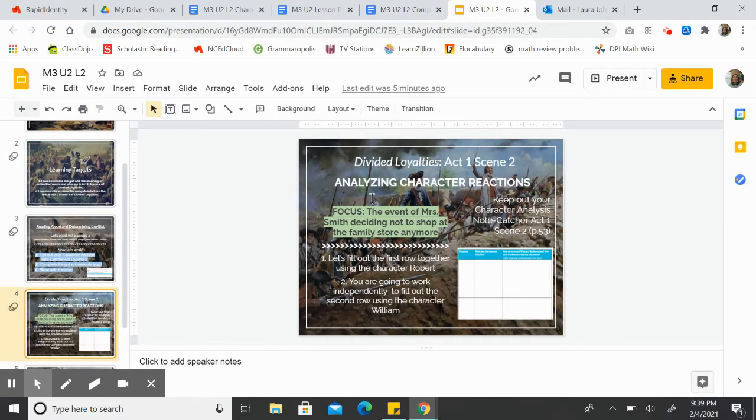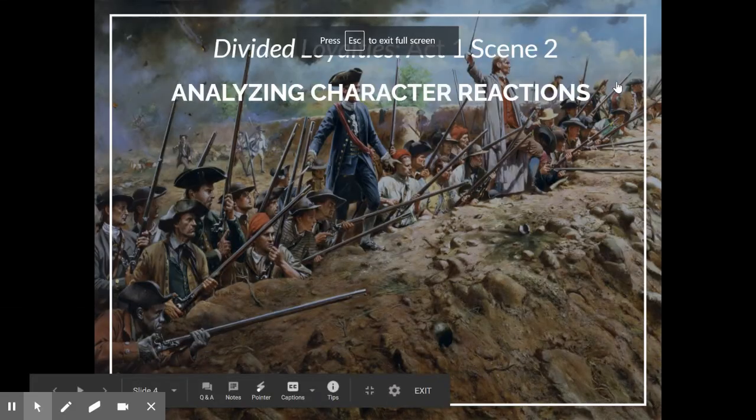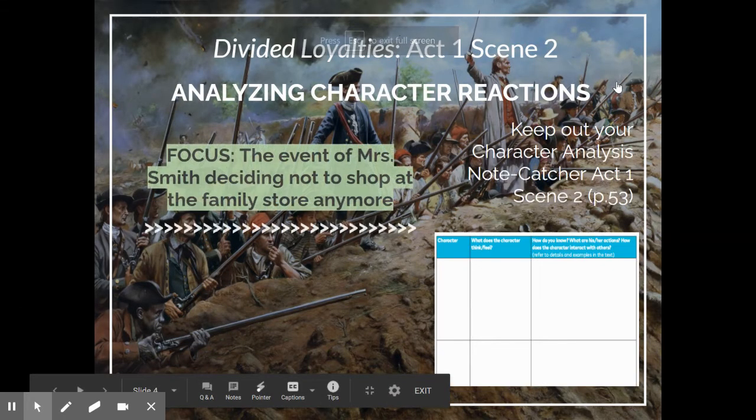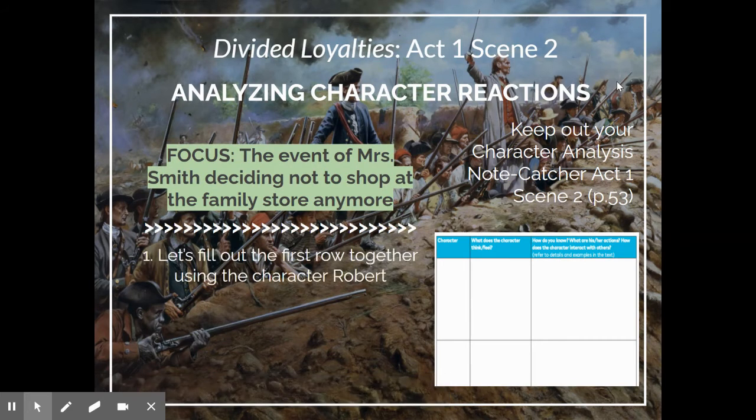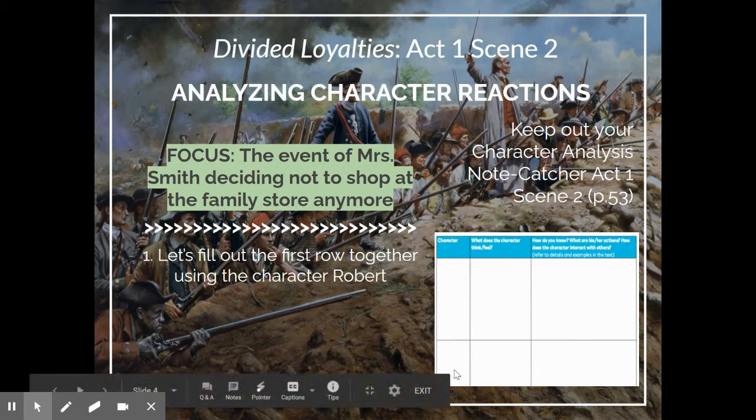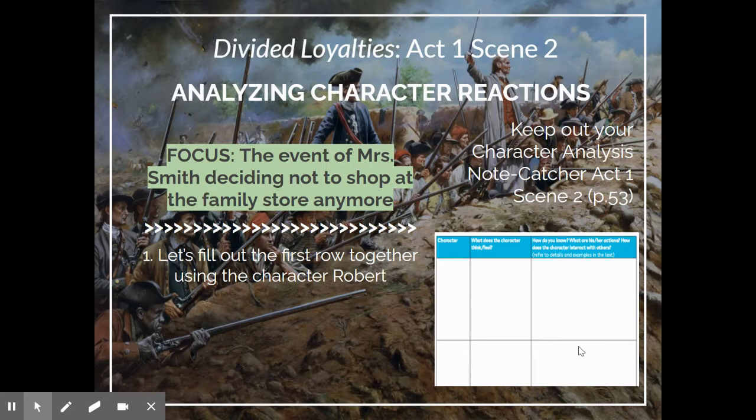Okay, the next thing we're going to do is move to page 53 in your module workbook, and we're going to focus on the event of Mrs. Smith deciding not to shop at the Barton store anymore. And we're going to fill in the character analysis note catcher on page 53. If you look down here, you're going to see what it looks like. So we're going to fill in our characters, and I'm going to choose those for you. We're going to write what the character thinks or feels and how we know. What are the actions? What does the character do to interact with others?